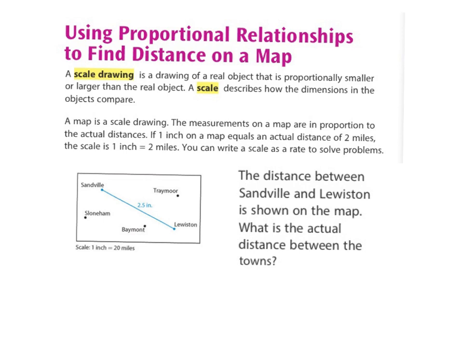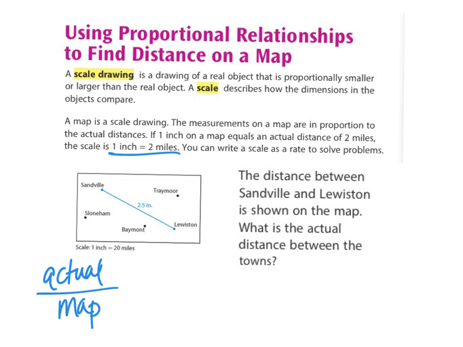A scale drawing is a drawing of a real object that is proportionally smaller or larger than the real object. A scale describes how the dimensions in the object compare. So a map is a scale drawing. The measurements on a map are in proportion to the actual distances. If 1 inch on a map equals the actual distance of 2 miles, the scale is 1 inch equals 2 miles. You can write a scale as a rate to solve proportions. So that's what we're going to do for this problem. Again, we're going to be comparing the actual to the map to solve.